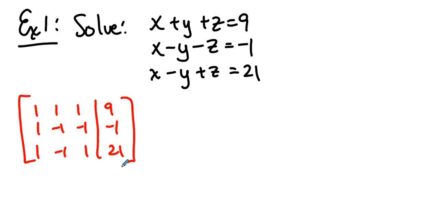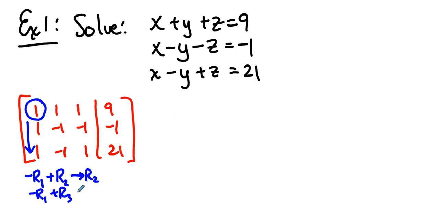And the goal will be the same. We're going to want ones on the main diagonal, zeros everywhere else. Ones on the main diagonal, zeros below it, zeros above it. We already have this one, so we're going to use that one to get zeros below it. And the way we're going to do that, we're going to make this a 0 by taking the opposite of row 1 and adding it to row 2. And we're going to take the opposite of row 1 and add it to row 3, replacing row 2 and row 3 with what we get.